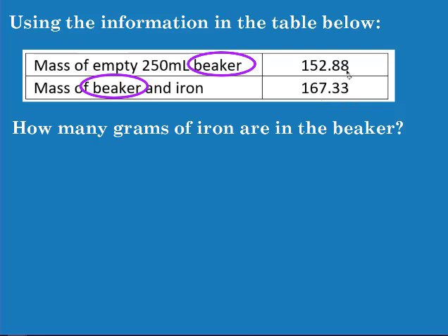They both had 2 decimal places. So when I subtract, I need to have my answer in 2 decimal places. So it comes out to 14.45 grams. If it had come out to 14.5 or 14.4, I would have had to add a 0 at the end because I had to have 2 numbers after the decimal.